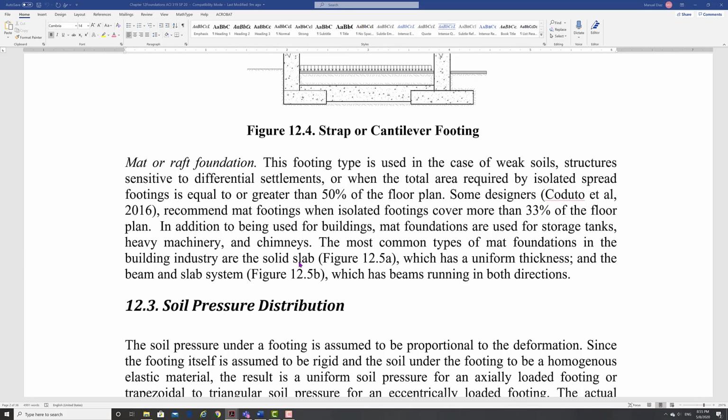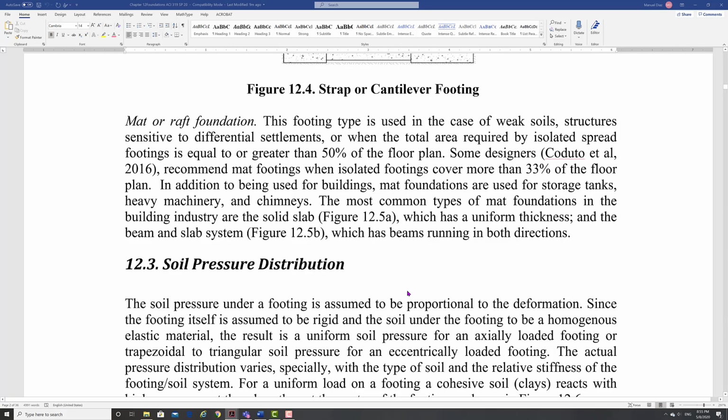And typically it's a solid slab, but it can have a combination of beams and slabs, okay? The one in our lab is a combination, okay? It has both. Because it has a floor, some beams, some walls like beams, and then the actual footing, right?